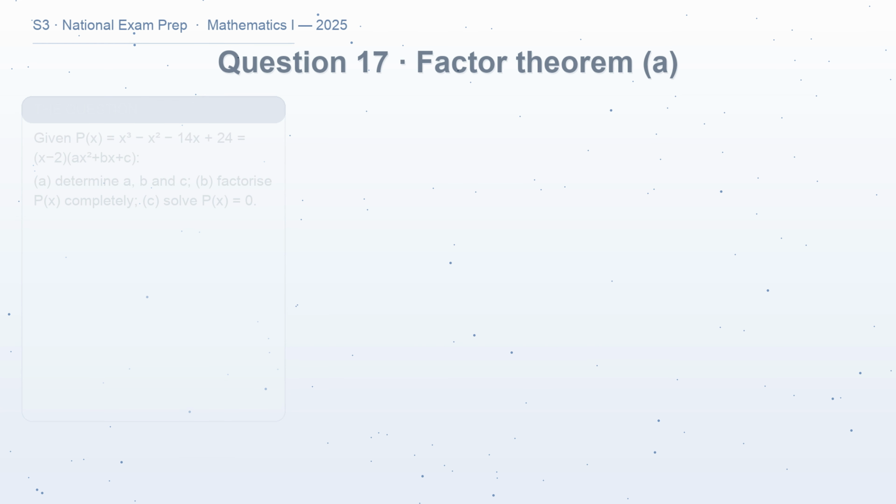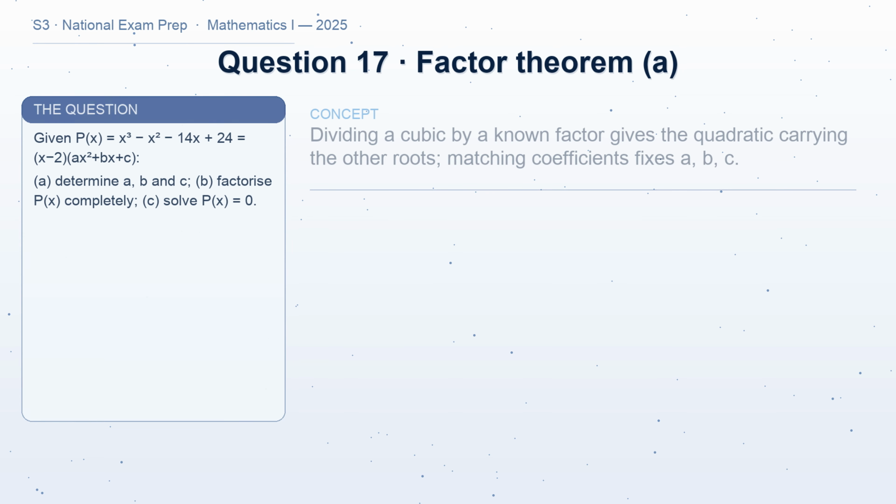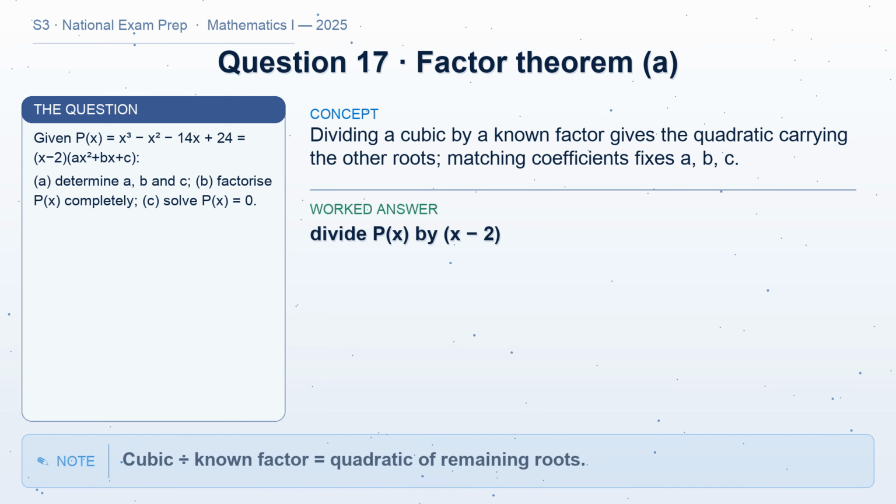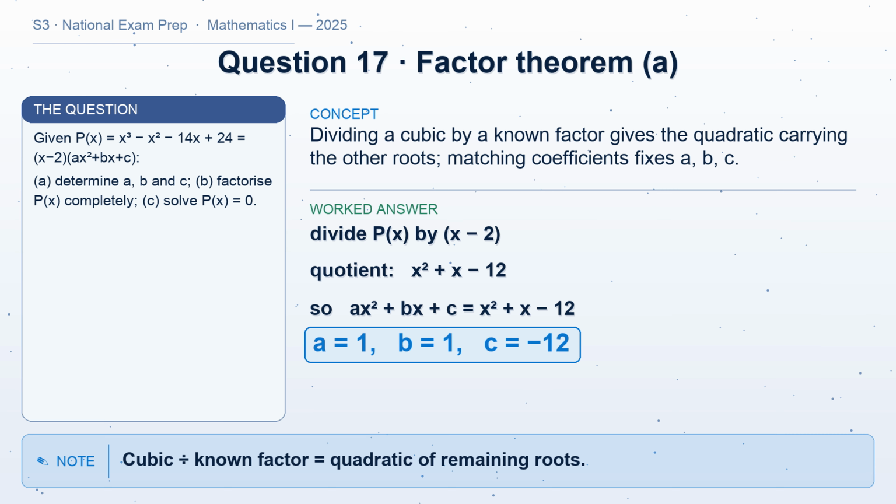Question 17. Part A. We are told that the cubic p of x equals x cubed minus x squared minus 14x plus 24, and that x minus 2 is a factor. When a cubic is divided by one of its factors, the result is the quadratic that carries the other 2 factors. So we divide p of x by x minus 2. The quotient is x squared plus x minus 12. Comparing with a x squared plus bx plus c, we read off a equals 1, b equals 1, and c equals minus 12.